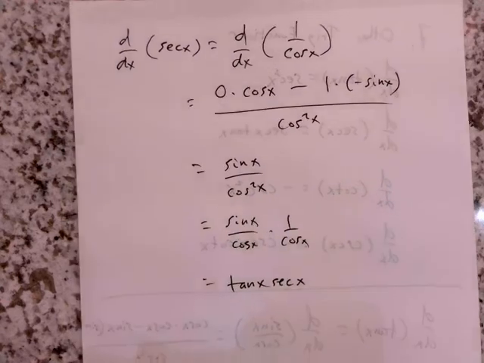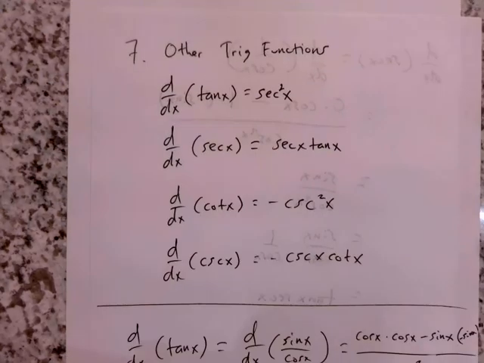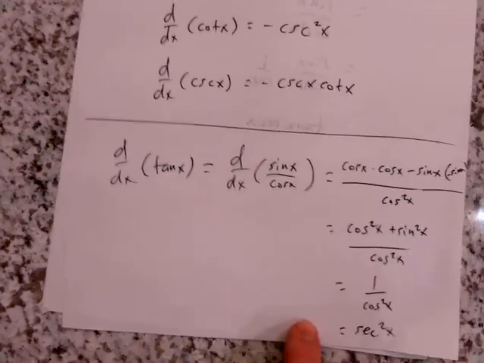So the lesson here is if you ever do forget the derivative of cosecant, which is possible because we don't use it too often, or if you forget the derivative of cotangent or tangent, you can just use the rules for sine and cosine to derive those rules.